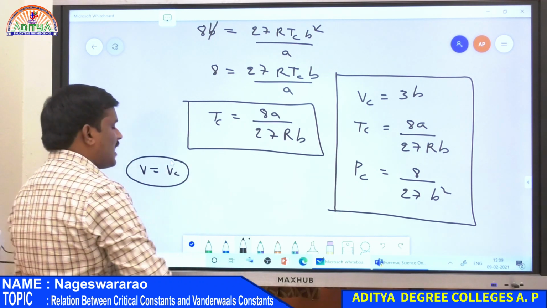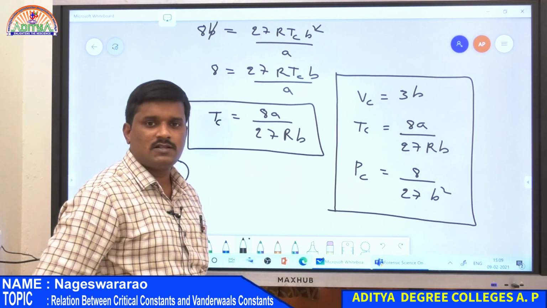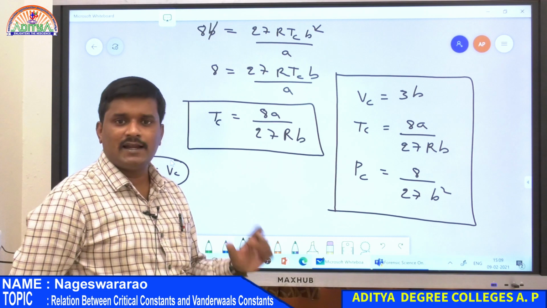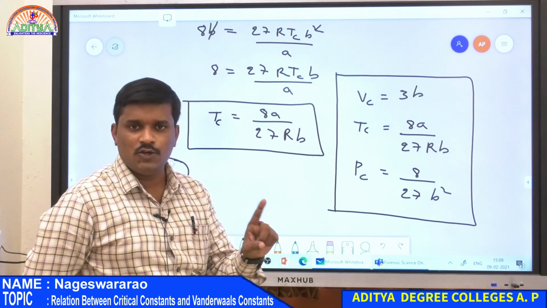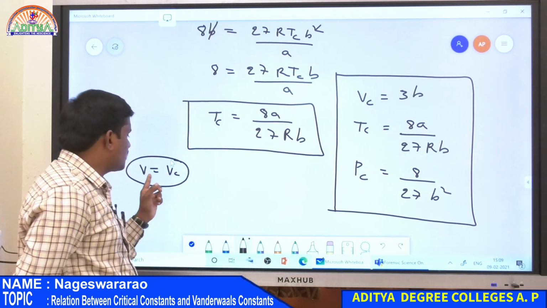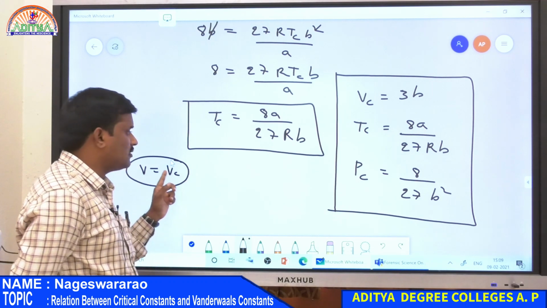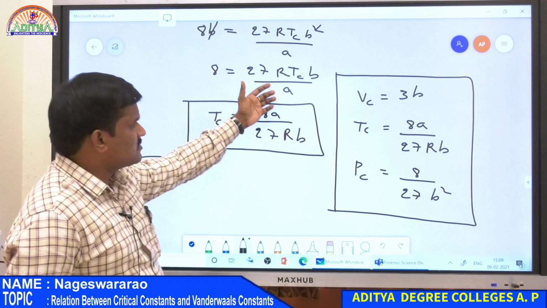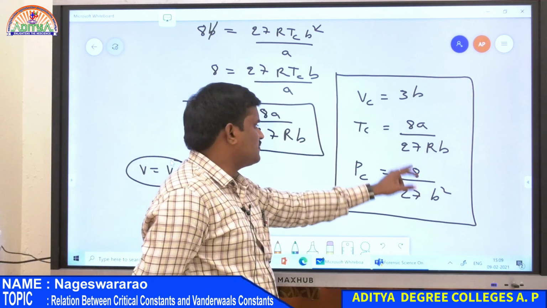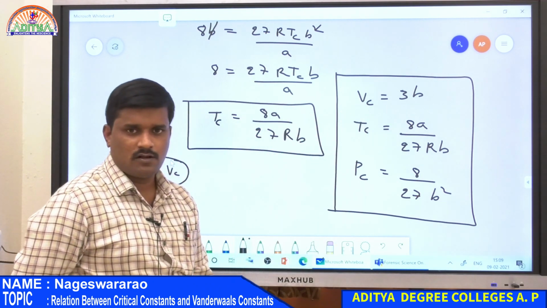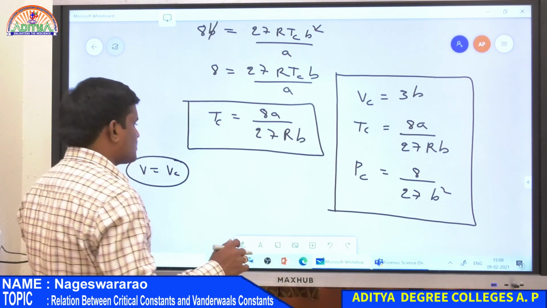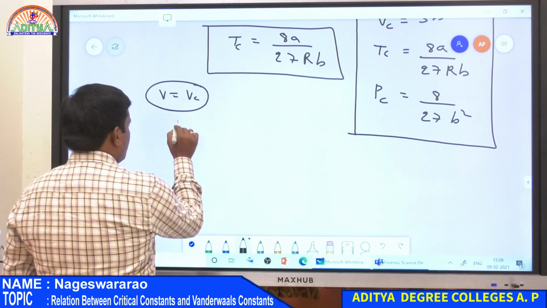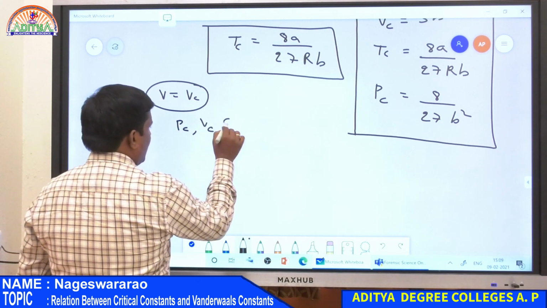So in both the isotherms, van der Waals isotherm from Andrews as well as Thomson, at critical temperature we have only one volume, therefore that volume is equal to critical volume, therefore V is equal to VC. So from this equation we derived the relations between van der Waals constants and critical constants. Now the final derivation is the relation between all critical constants, that is the relation between PC, VC and TC.